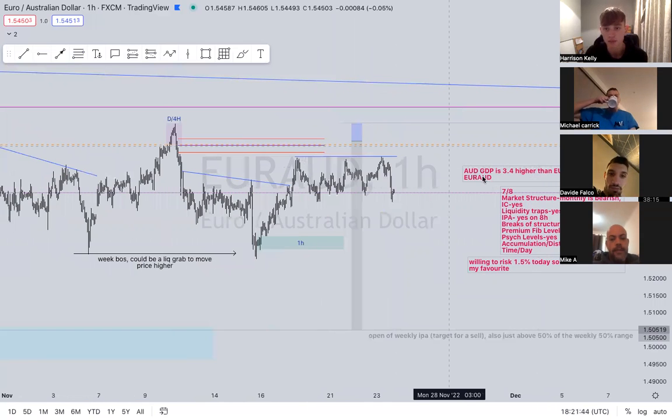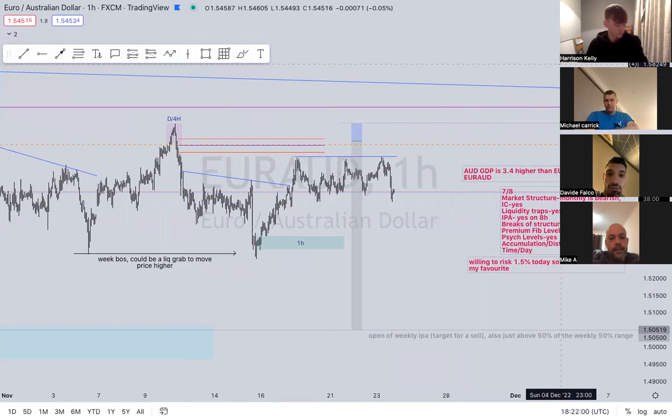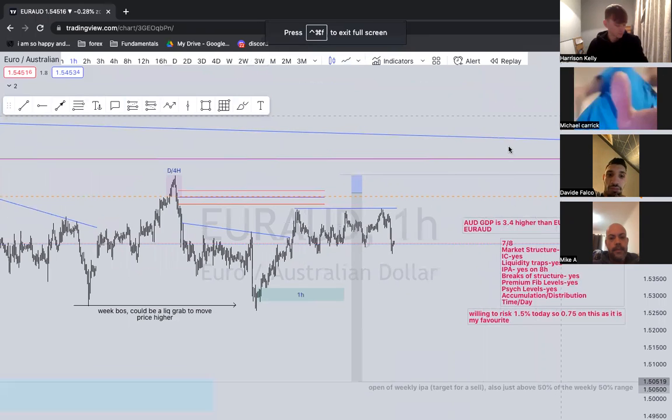And also, I know Mike here follows fundamentals, but the GDP of AUD is a lot higher than the Euro. So that's just an extra confirmation that it should be going in a downtrend. And GDP is just like a signal for how strong a currency is.